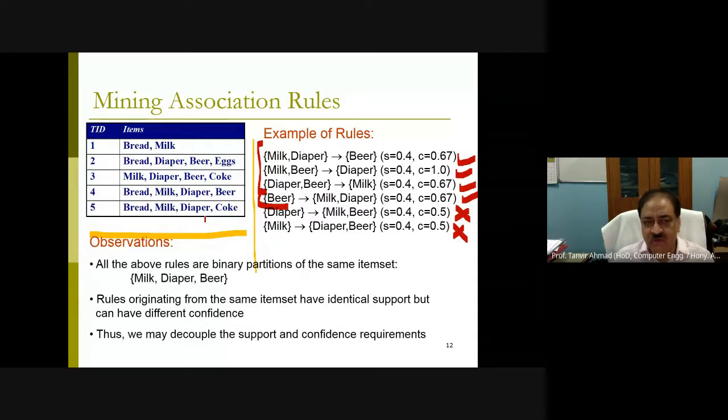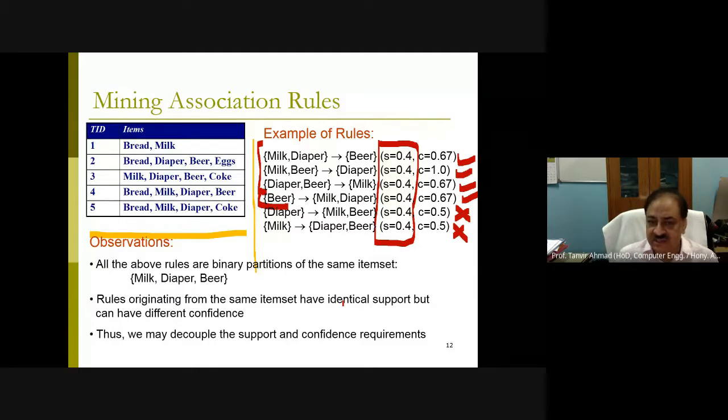Now when you use such rules, you are going to try to find all those rules which are discovered from these item sets. Now on the left hand side, you find that milk, diaper, and beer are all binary partitions of the same item set. Therefore, the support will be the same. Why is the support the same? Because milk, diaper, beer are all binary partitions of the same item set.